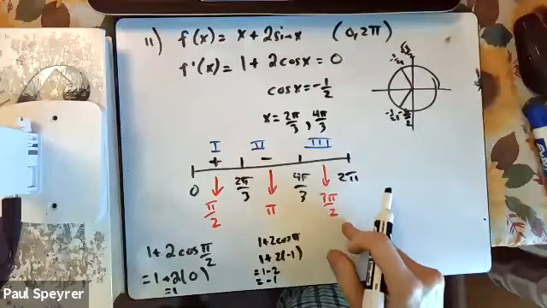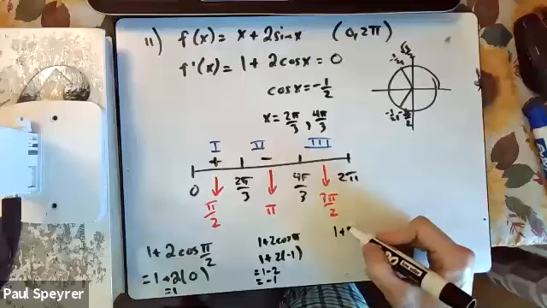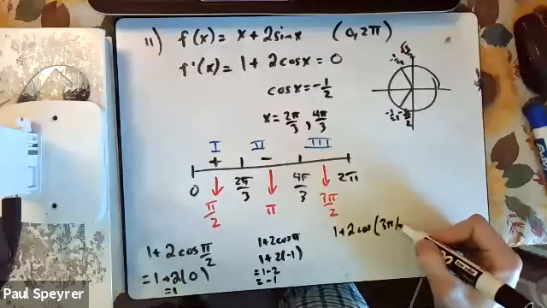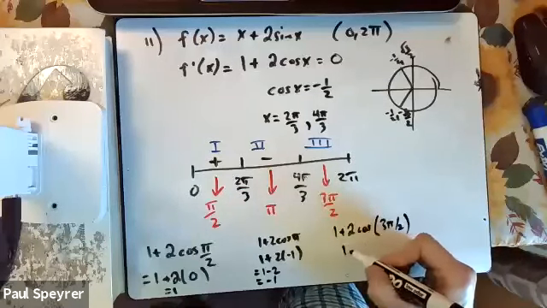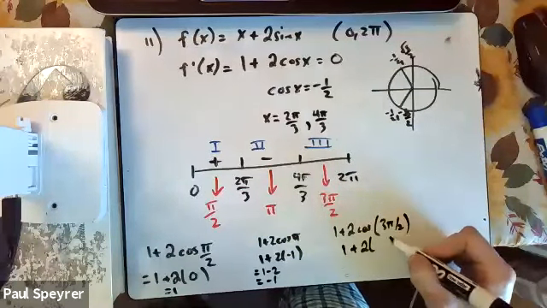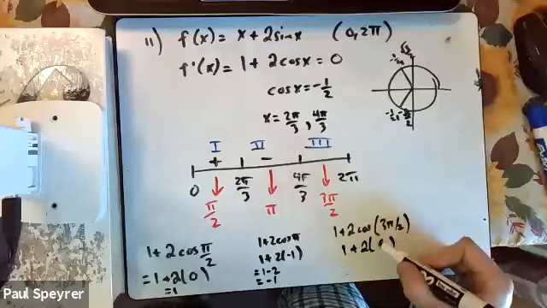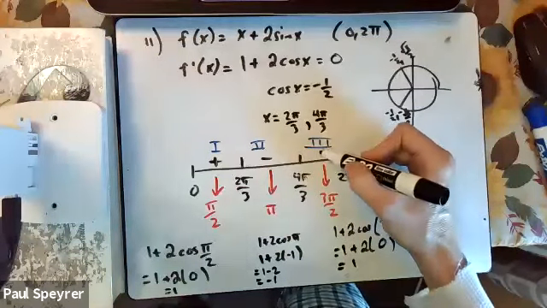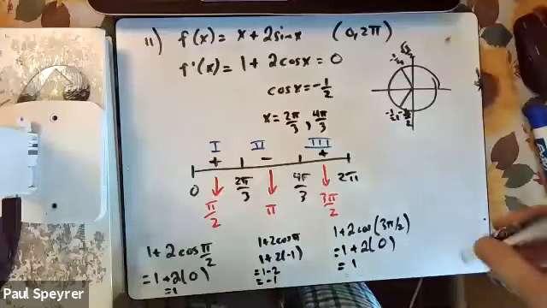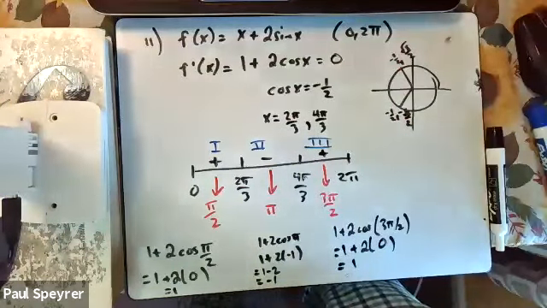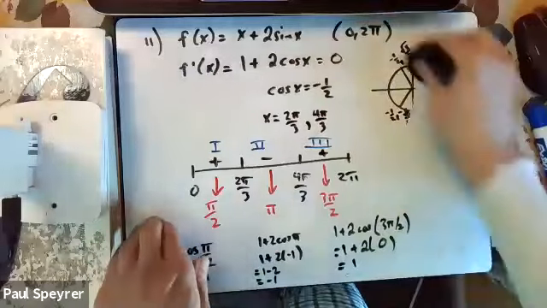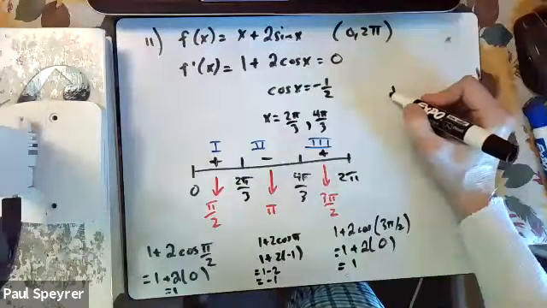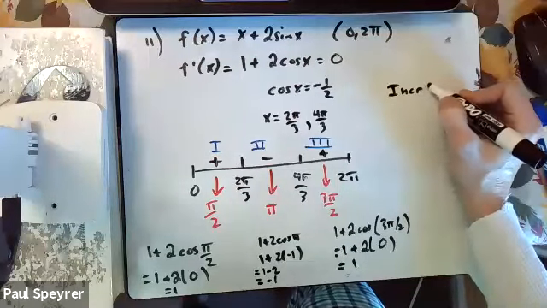Let's go on to the last one. We have 1 plus 2 cosine of 3 pi over 2. This is 1 plus 2 times, what's cosine of 3 pi over 2? 0. So you wind up with just 1, which is positive right there. So now we have that.